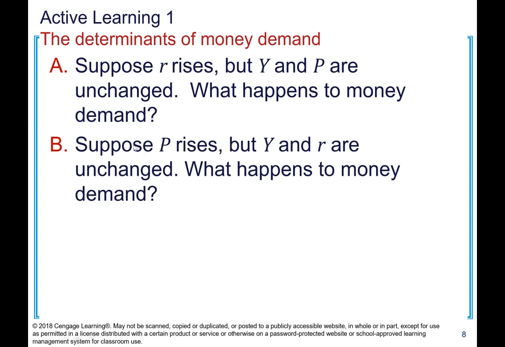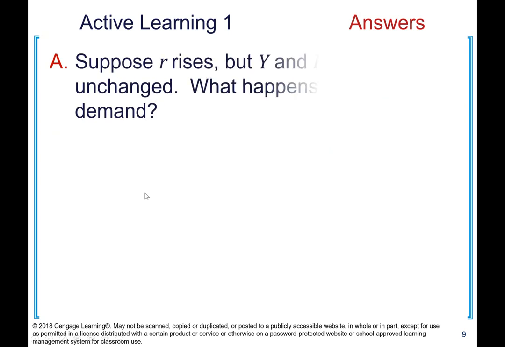Active learning 1. The determinants of money demand. A: Suppose R, the interest rate, rises, but Y, output, and P, price, are unchanged. What happens to money demand? B: Suppose price rises, but Y and R are unchanged. What happens to money demand?